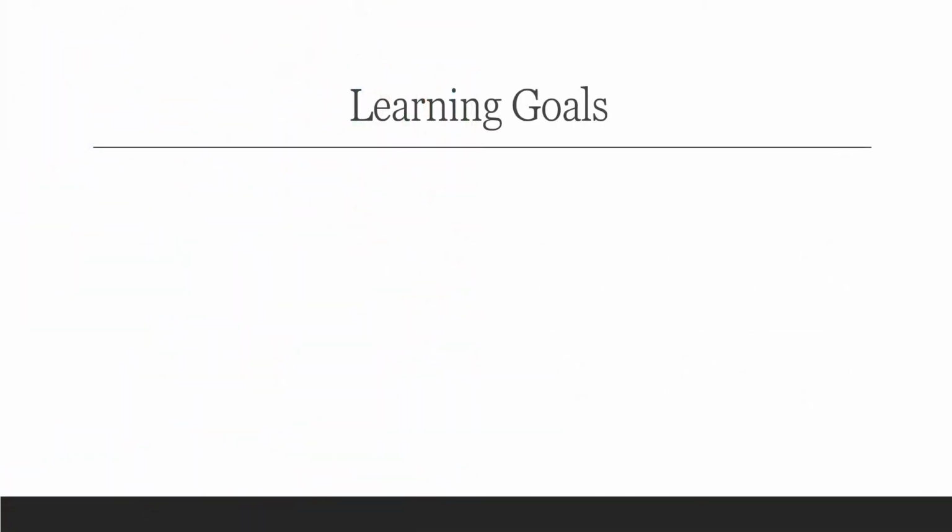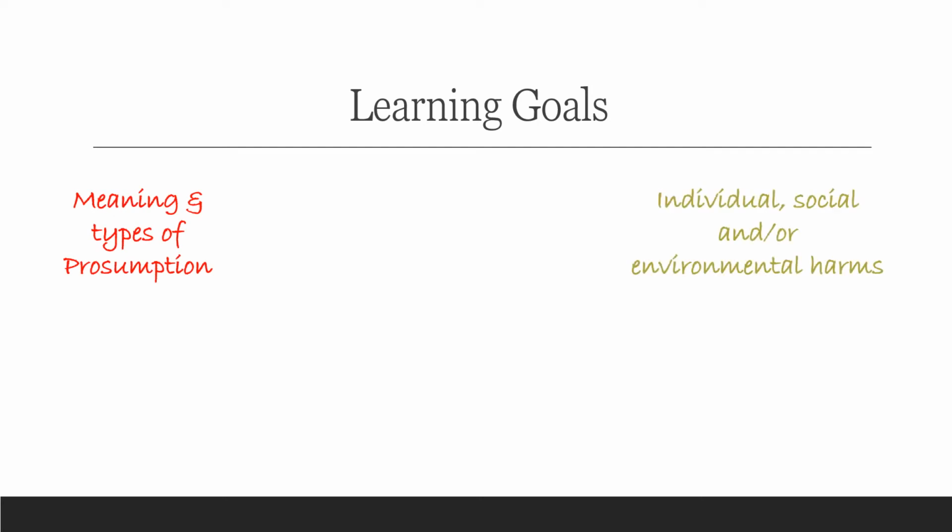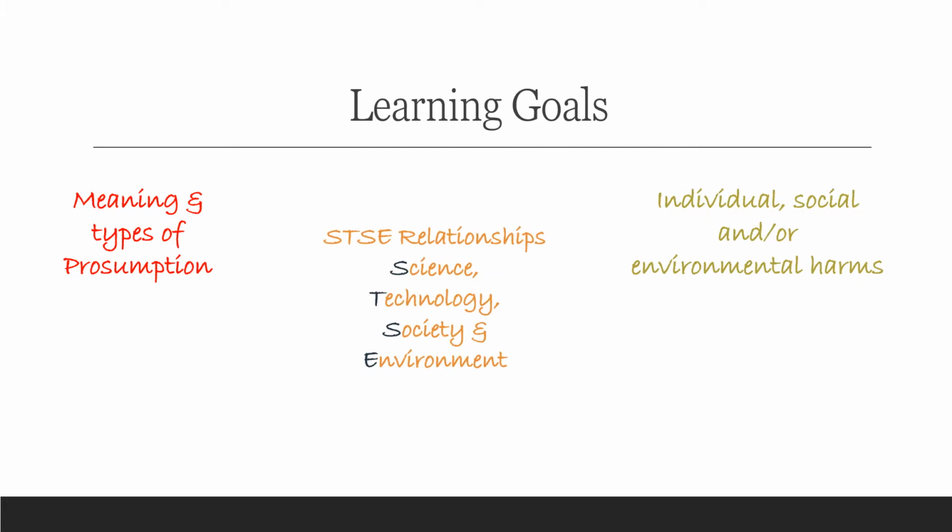In the first video, we discussed meanings and types of prosumption and possible related harms to individuals, societies, and the environment. In this video, we discuss prosumption as an example of STSE relationships, that is, two-way relationships among science, technology, society, and the environment. While doing so, we discuss the importance of doing research and possible actions to address prosumption-related problems.